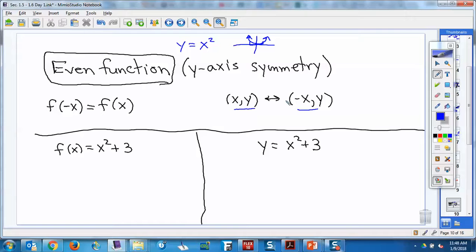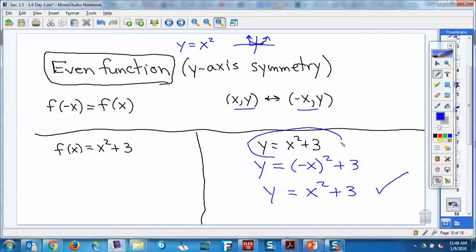If it's an algebra equation, if you have to do it algebraically, we do it like we did the other day. So you put in your y for y, you put in your negative x for x, and you simplify it, and sure enough, negative x squared would just be x squared plus 3, and so that checks. That has y-axis symmetry. So this is an even function. Okay?